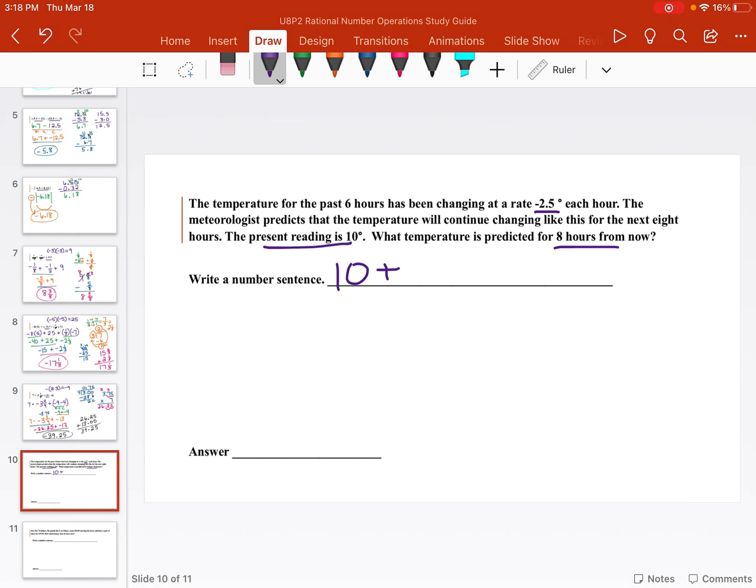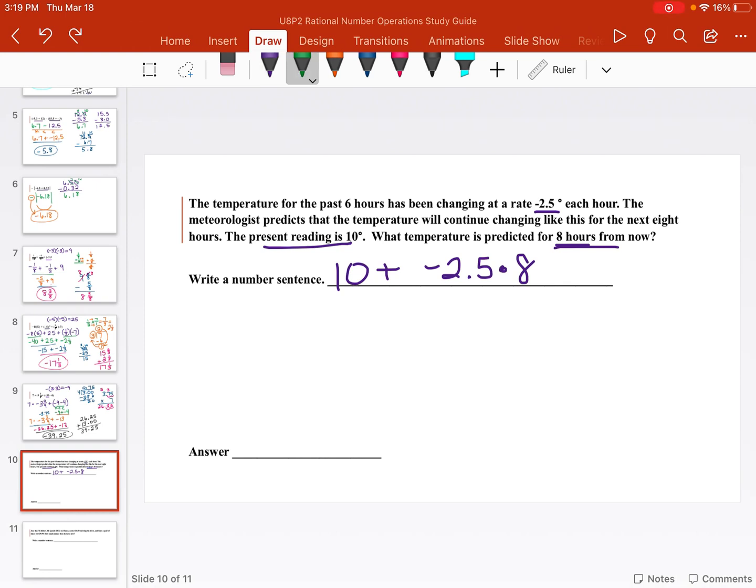Well, it's changing by -2.5. So I'm adding -2.5. But that's only for 1 hour. I want to know what it is for 8 hours. So I'm going to have to multiply that by 8. Okay, there's your number sentence. If you put parentheses, I kind of like that, but you do not have to. But it's okay if you did that.